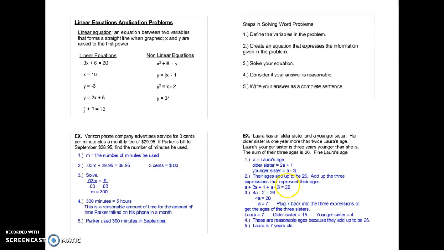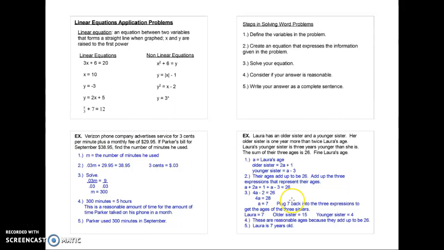Okay, now I have a multi-step equation. You have to first start by combining your like terms. So I have A plus 2A plus A is 4A. Positive 1 minus 3 is a negative 2. So 4A minus 2 equals 26. Now it's down to a 2-step equation. Add 2 to both sides. You end up with 4A equals 28. Divide by 4, you get A equals 7.